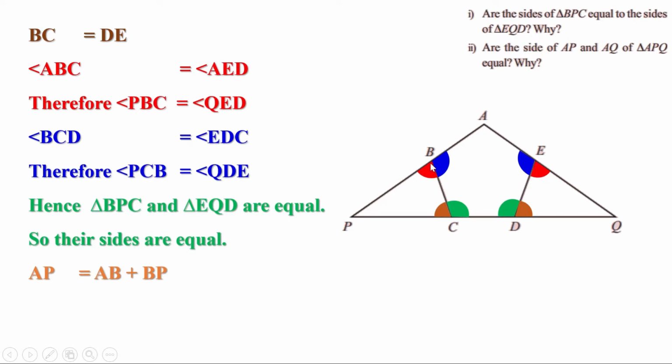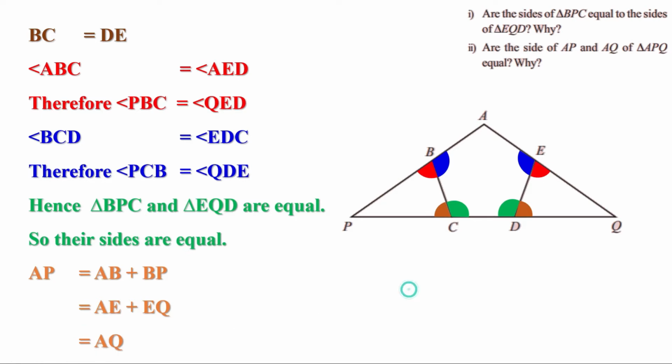In the same way, BP and EQ are also equal because these two triangles are equal. They are opposite to equal angles, so they are also equal. So instead of BP, I can write EQ. So let me write AE instead of AB and EQ instead of BP. Now what is AE plus EQ? AE plus EQ, that is AQ. That means AP and AQ are equal.